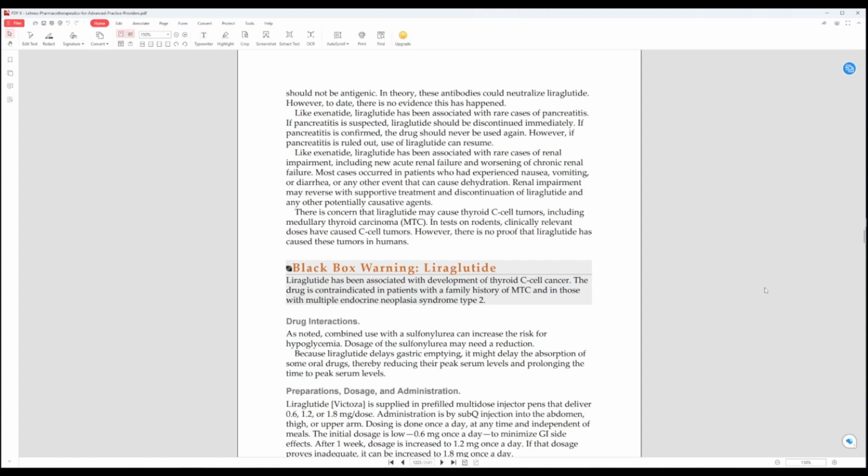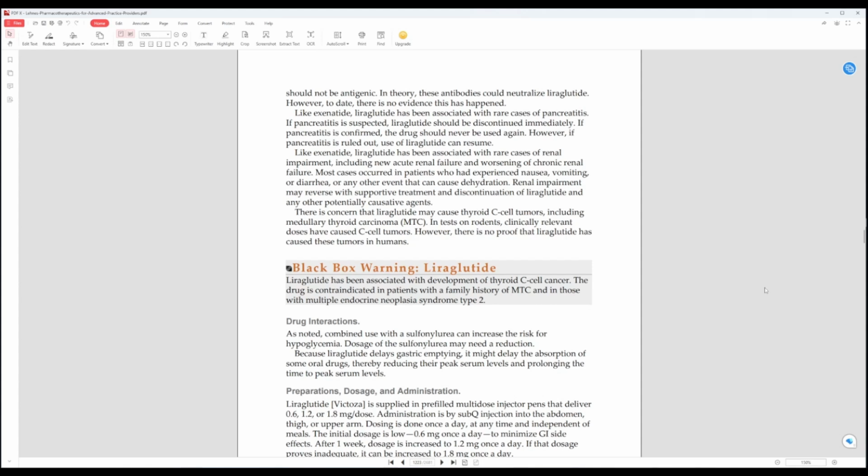Like exenatide, liraglutide has been associated with rare cases of renal impairment. Most cases occurred in patients who had experienced nausea, vomiting, or diarrhea, or any other event that can cause dehydration. Renal impairment may reverse with supportive treatment and discontinuation of liraglutide and any other potential causative agents.